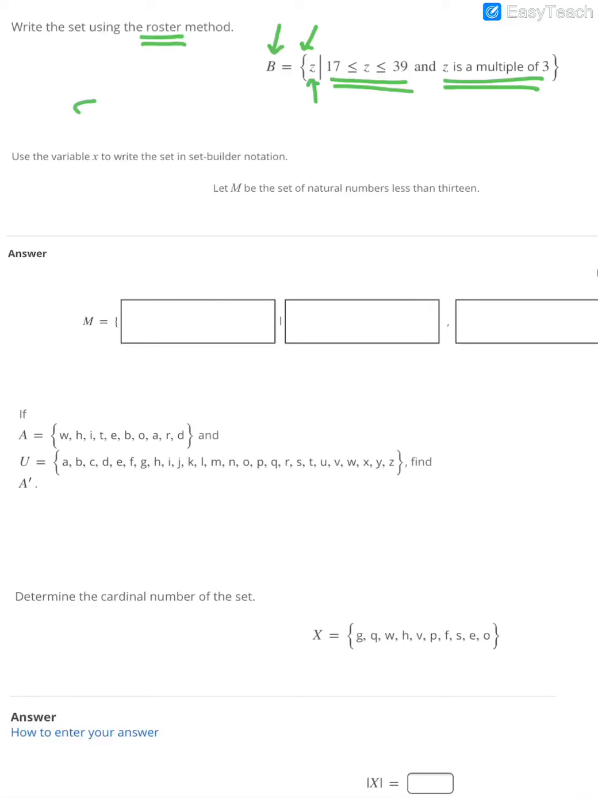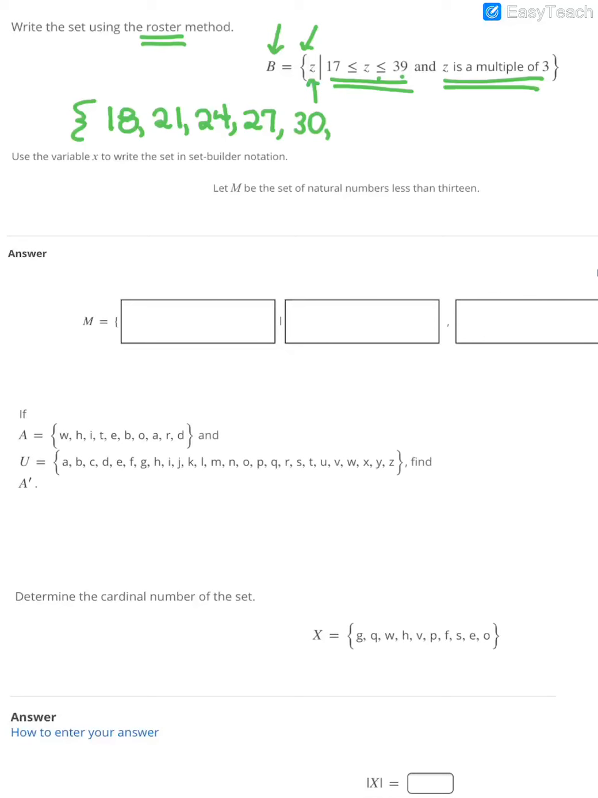So when I'm asked to give the roster method, I'm going to just make a list. So starting with numbers that are greater than or equal to 17 and a multiple of 3, that first number would be 18. So I'm going to continue with my multiples of 3. We would have 21, plus another 3 would give me 24. And I'm going to keep going until I get a z value that is less than or equal to 39. So 27, plus 3 would give me 30.